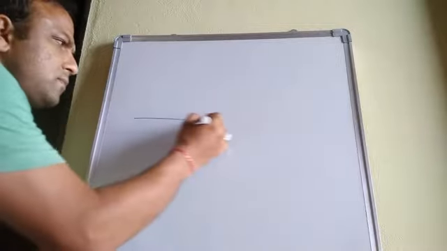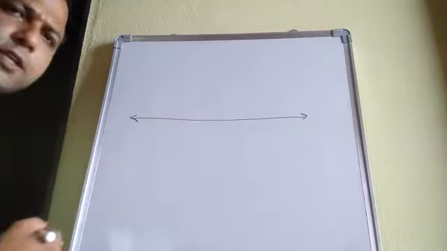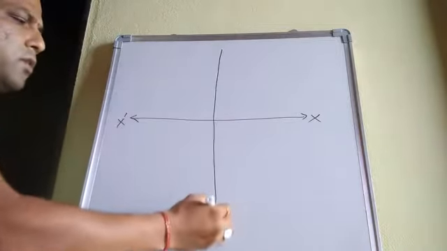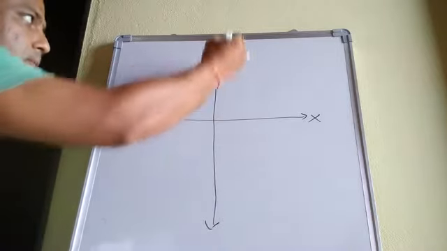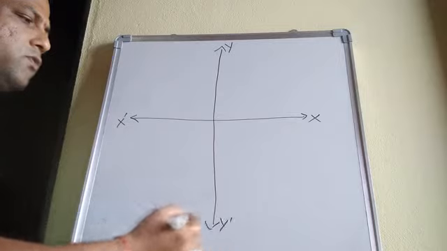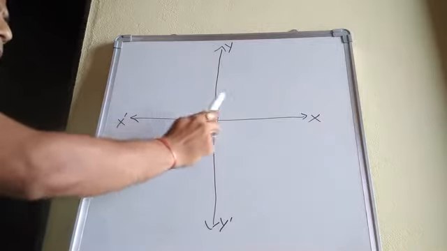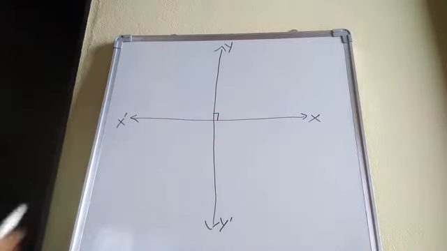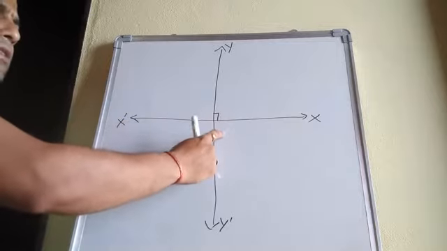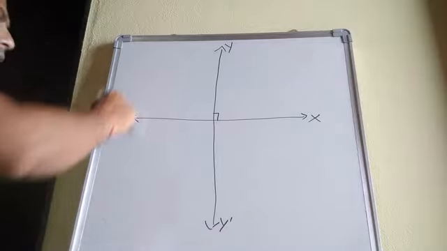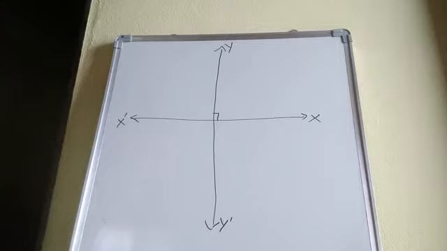So I will be drawing this. We consider this as the x-axis, so here we write X and X dash, and here I have drawn the y-axis, Y and Y dash. Now you see, these both axes are drawn perpendicular to each other, so they make an angle of 90 degrees. A complete angle is 360 degrees. If this is 90, this is 90, this is 90, this is 90, so each angle is 90 degrees.